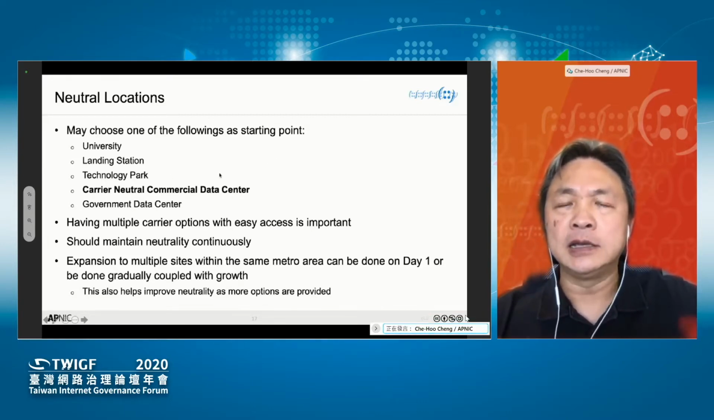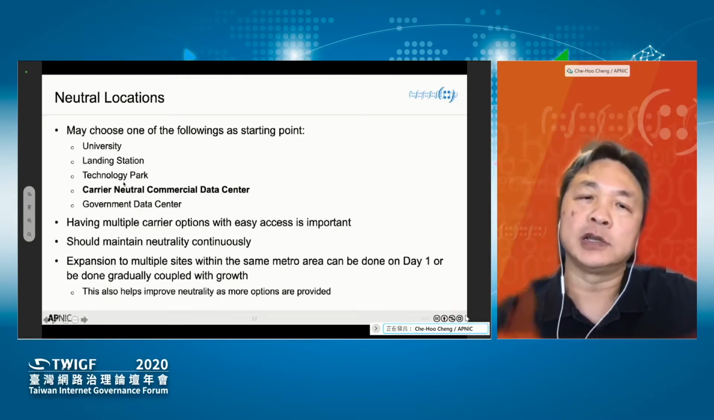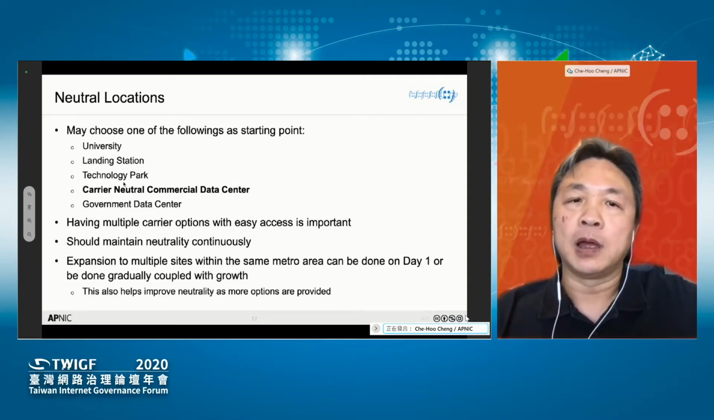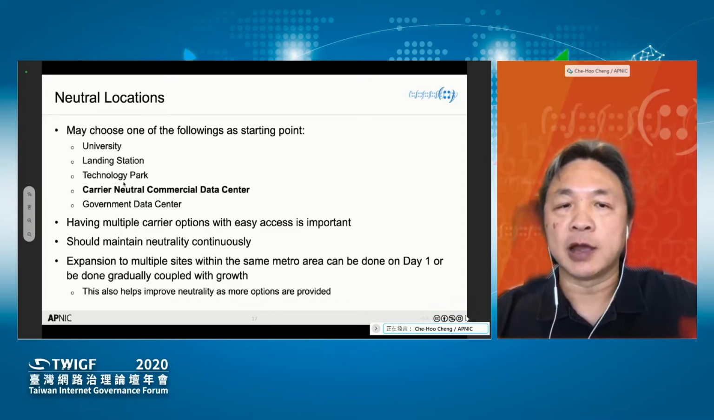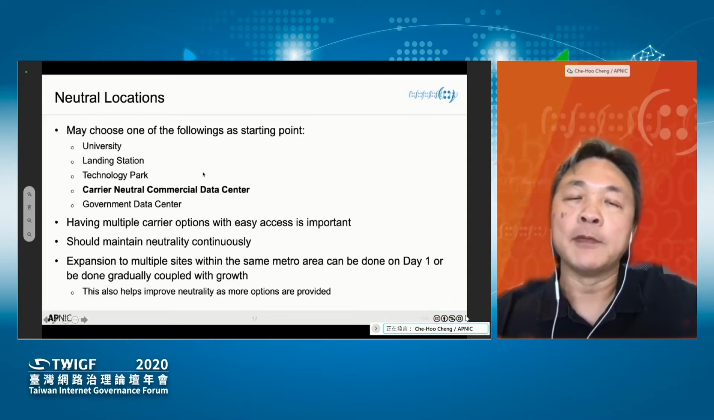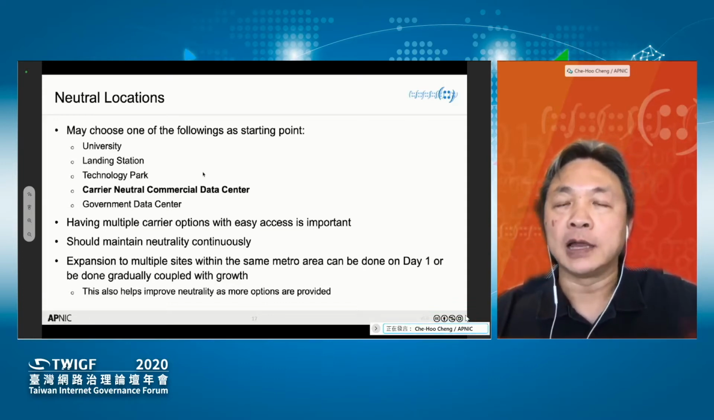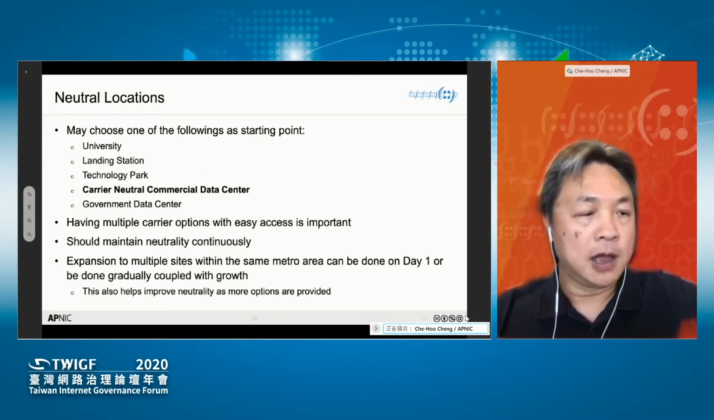But here in Taiwan, I'm not seeing a lot of carrier-neutral commercial data centers. It's very important for developed economies, I would say, to have more carrier-neutral commercial data centers, so that people can have more options on data centers as well as carriers.